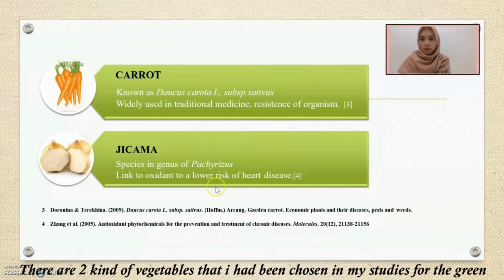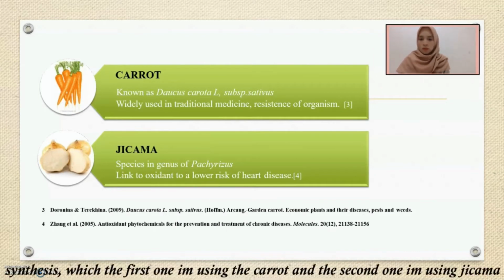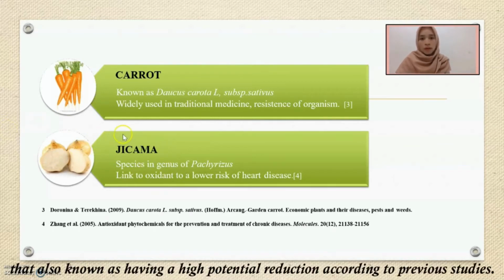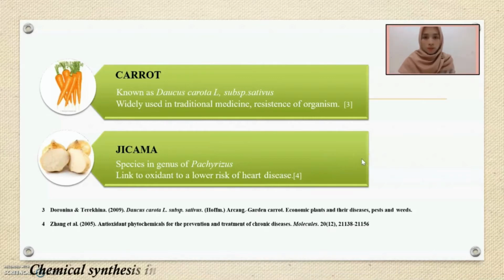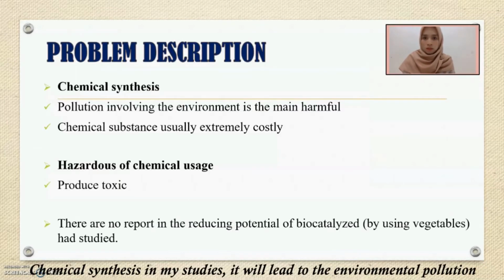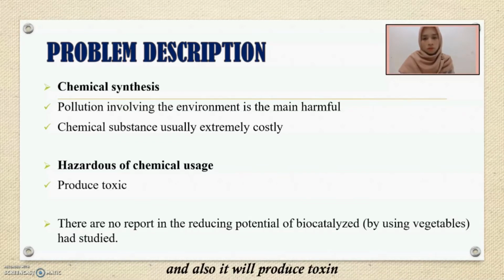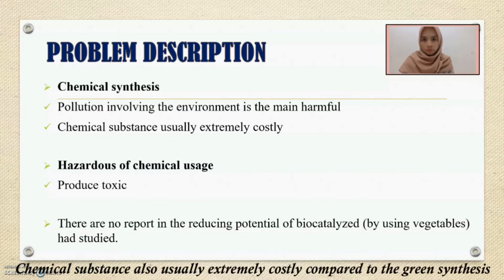There are two kinds of vegetables that I have chosen for the green synthesis: the first one is carrot and the second one is jicama. They are known to have a high reduction potential according to previous studies. Chemical synthesis leads to environmental pollution and produces toxins. Chemical substances are also usually extremely costly compared to green synthesis.